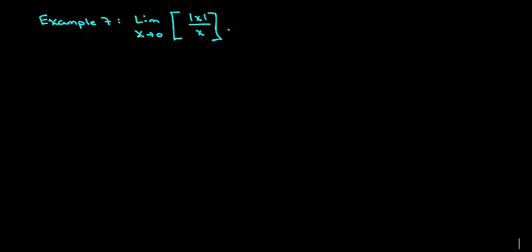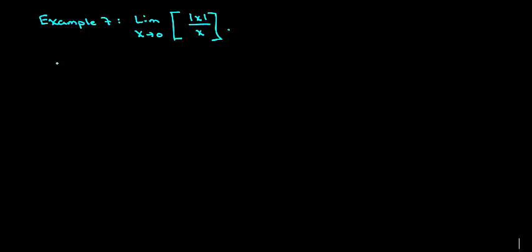Example number 7 asks us to determine if the limit as x approaches 0 of the absolute value of x over x exists. And if it does, then we should go ahead and find that value. Now here's what you're going to notice. When x, I'm going to make this into a piecewise defined function.